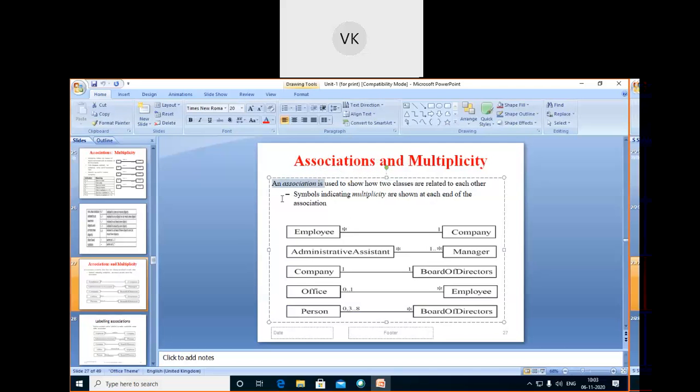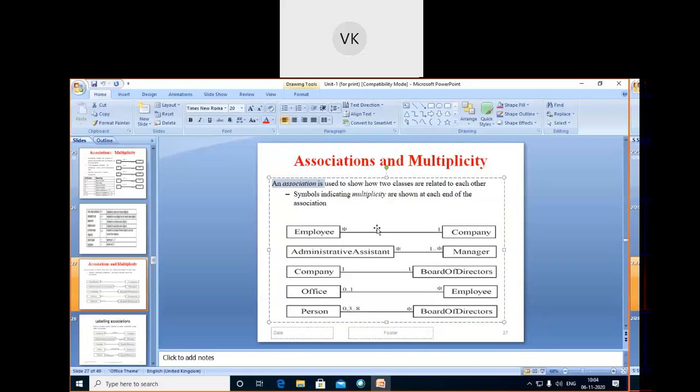Okay, here you see symbols indicating multiplicity. Here you see some of the examples. Again, he has given here. All these are the classes only. Here you see the employee is one class, company is one class. Here you see the employees are working for one company.